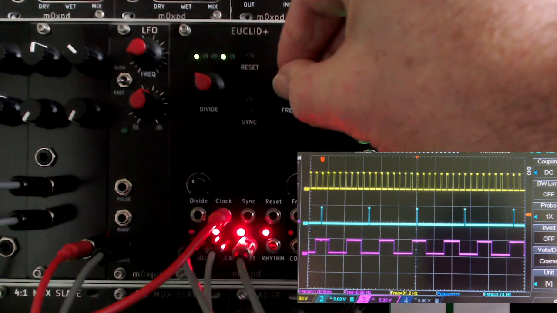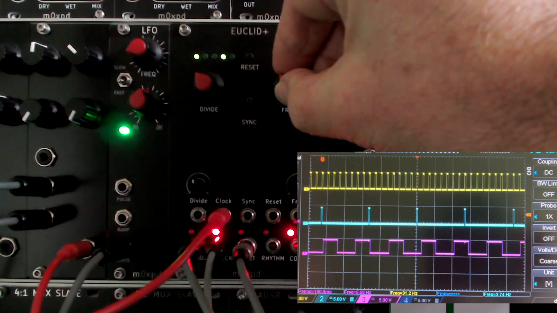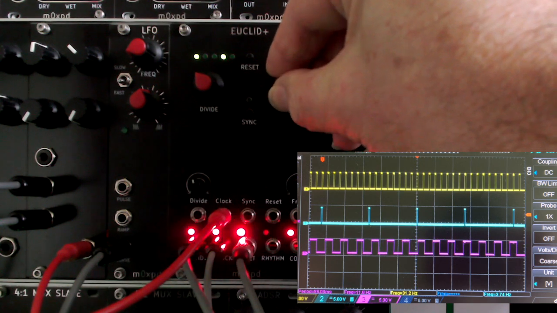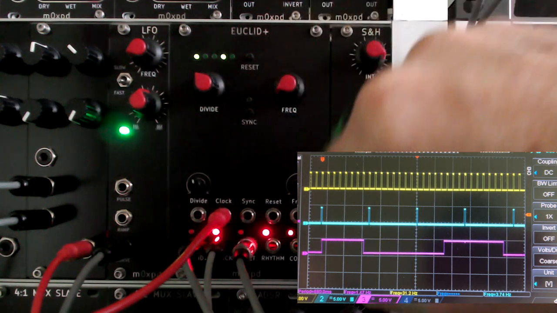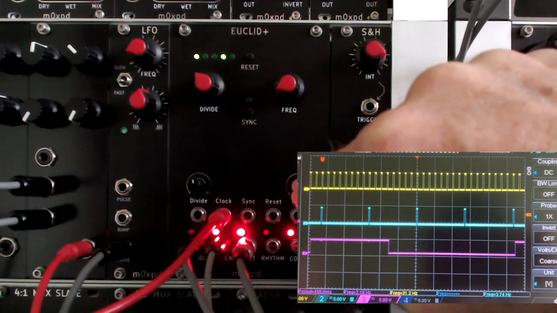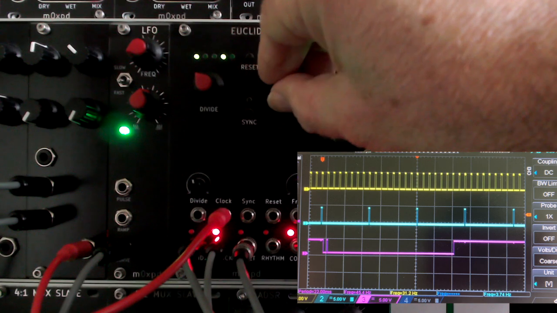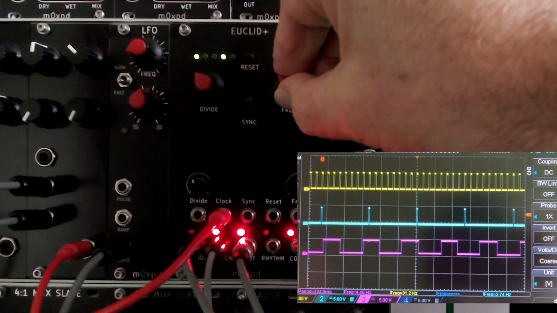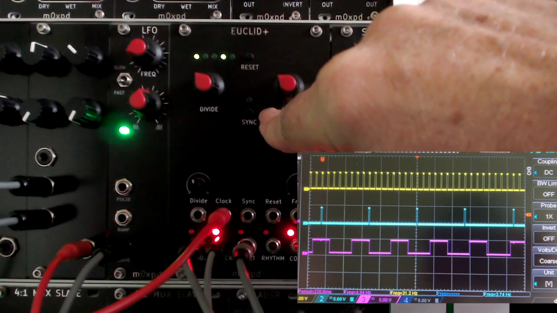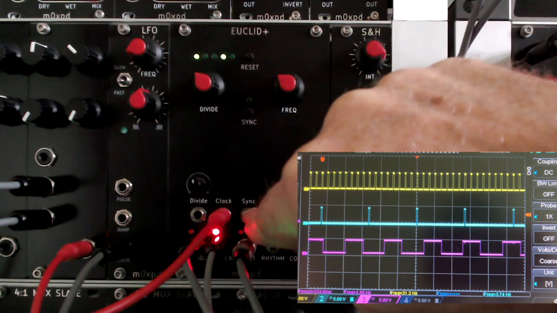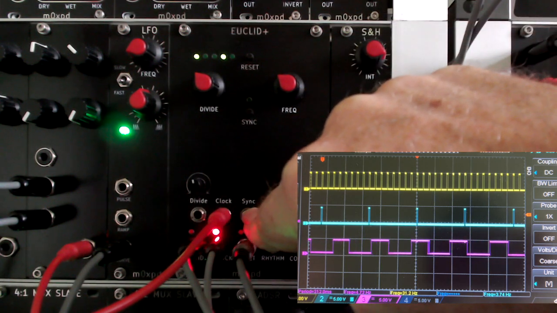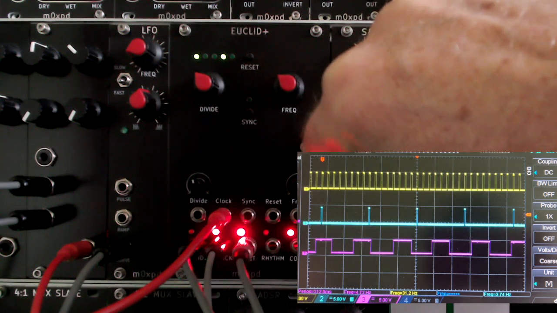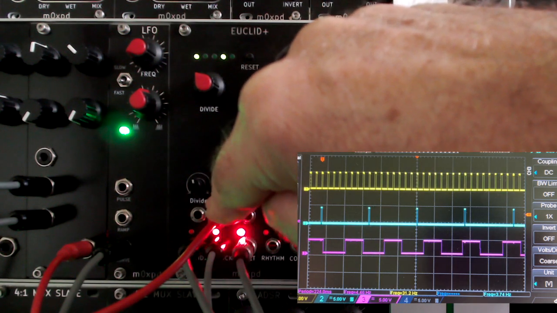I can adjust the frequency of that square wave either upward or downward continuously with this frequency control, also with an external CV input and an attenuverter on that input. And importantly, to the operation of Euclid Plus, there is a sync control, both a toggling push button and an external CV input, which allows me to generate some hard sync inputs to this oscillator from the clock divider.